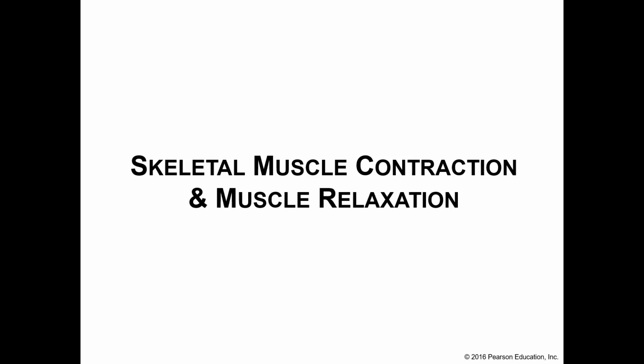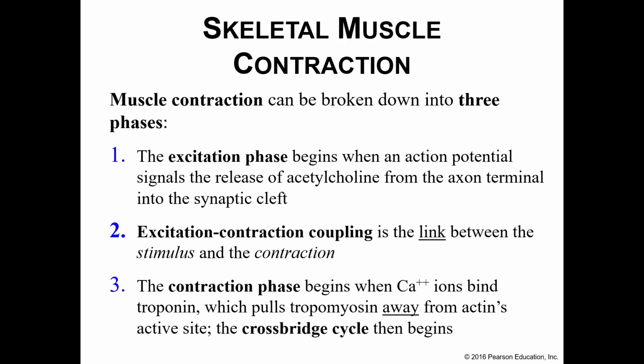In this recording we'll discuss skeletal muscle contraction and relaxation. So we can break muscle contraction down into three parts: excitation, excitation-contraction coupling, and contraction. And just generally speaking, the excitation phase begins when an action potential releases acetylcholine from the axon terminal and it diffuses into the synaptic cleft.